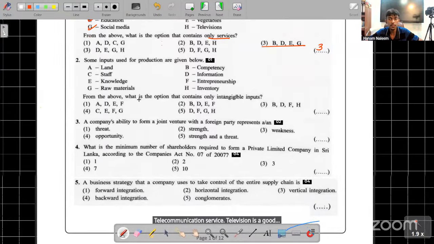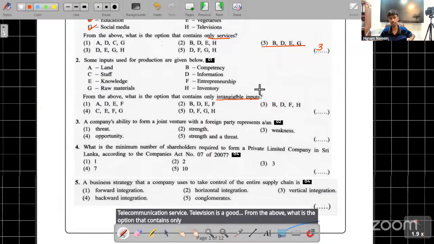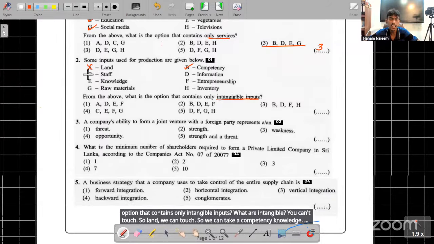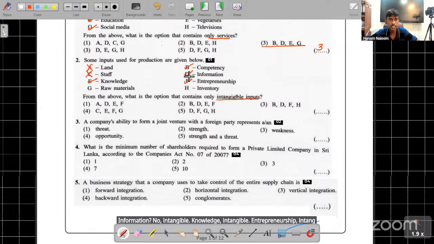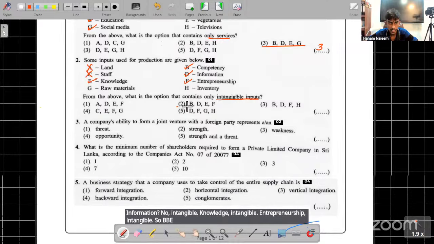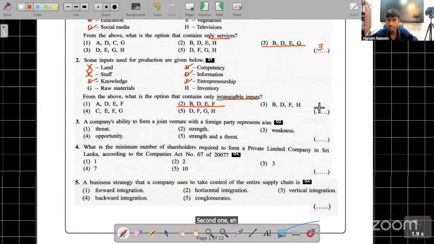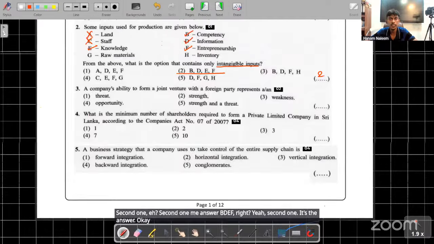From the above, what is the option that contains only intangible inputs? What is intangible? You can't touch it. Land we can touch. But competency and knowledge we can't touch. Information is intangible. Knowledge is intangible. Entrepreneurship is intangible. So B, D, E, F, right? Yes, the second one is the answer. Okay, then any other questions left?